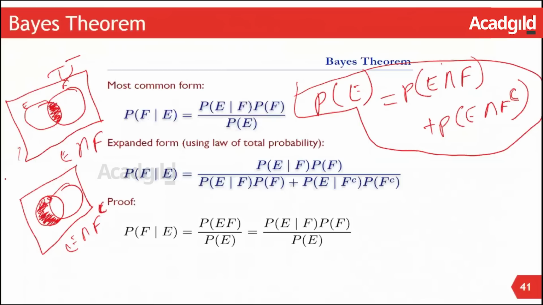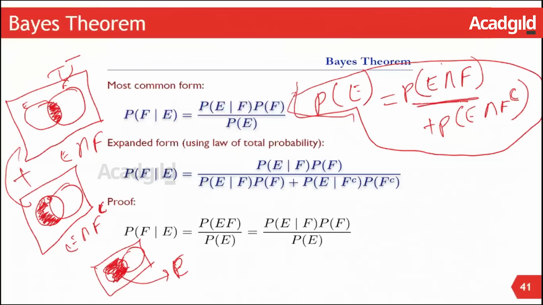Now what happens if I add these two diagrams together? The shaded regions add up together to give me this region. Now what is this region? This region is E, the entire E. So this is what this equation is all about, the law of total probability. So probability of E is probability of E intersection F plus probability of E intersection F complement.